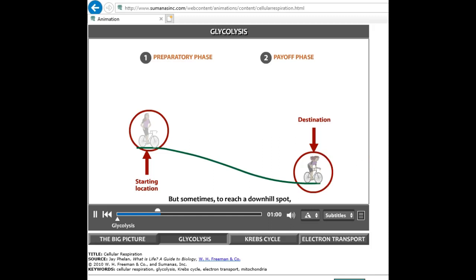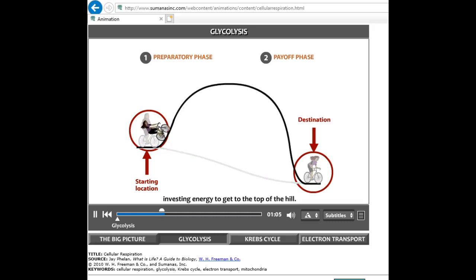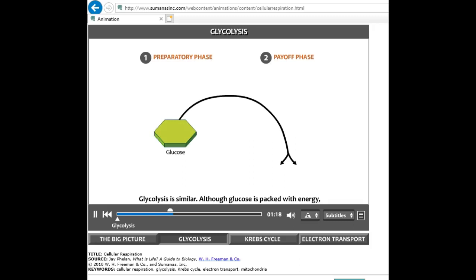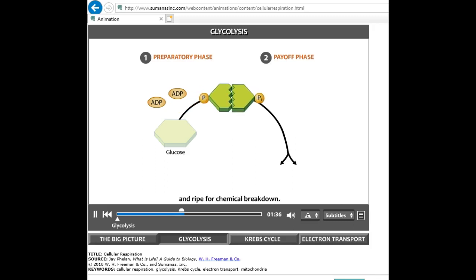But sometimes, to reach a downhill spot, the cyclist must first go uphill, investing energy to get to the top of the hill. But on the way down, the cyclist gets back most of that energy investment, along with the reward of a longer ride. Glycolysis is similar. Although glucose is packed with energy, the energy is not readily released unless energy from ATP is first added. When ATP is added to the reaction, the resulting sugar molecule now has 2 phosphate groups, which make it less stable than before and ripe for chemical breakdown.